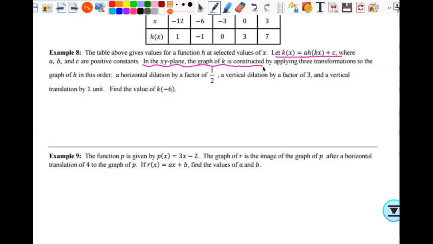It's just saying basically what it says. In the XY plane that you've been graphing in your entire lives, the graph of K is made by this. So it's just kind of extra wording in there, not meant to confuse you, but don't make more out of it than what it really is.